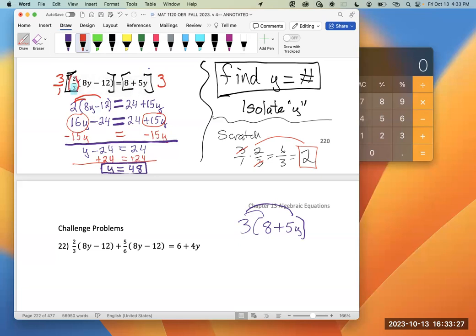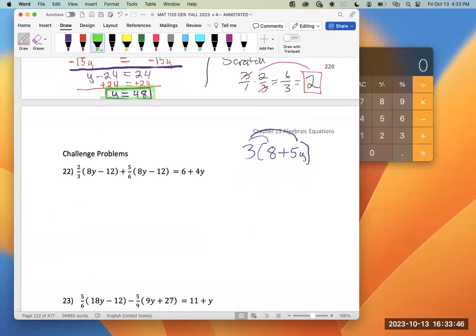Please note, I don't need to distribute that 3 to the 8y minus 12 because I first multiplied these together, and then I only needed to distribute this 2 to the 8y minus 12. There's your final answer.